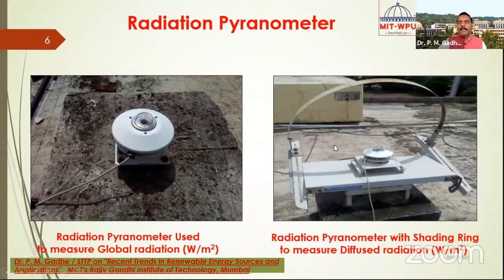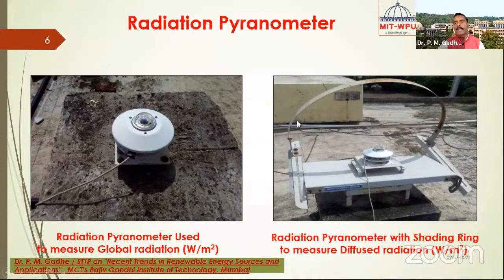And this one is giving us the diffuse radiation, because the shading ring on the top of this pyranometer is continuously casting a shadow on the receiver, that is the black plate. So it is obstructing the direct component of the sun rays. And we have to adjust the shading ring according to the declination angle of the sun and earth.